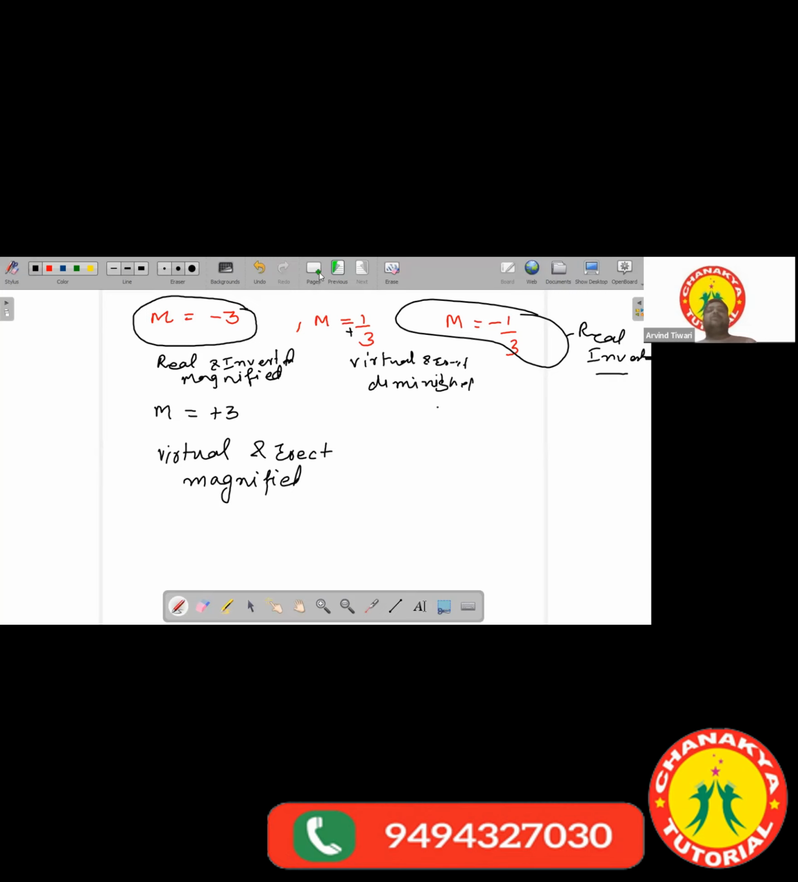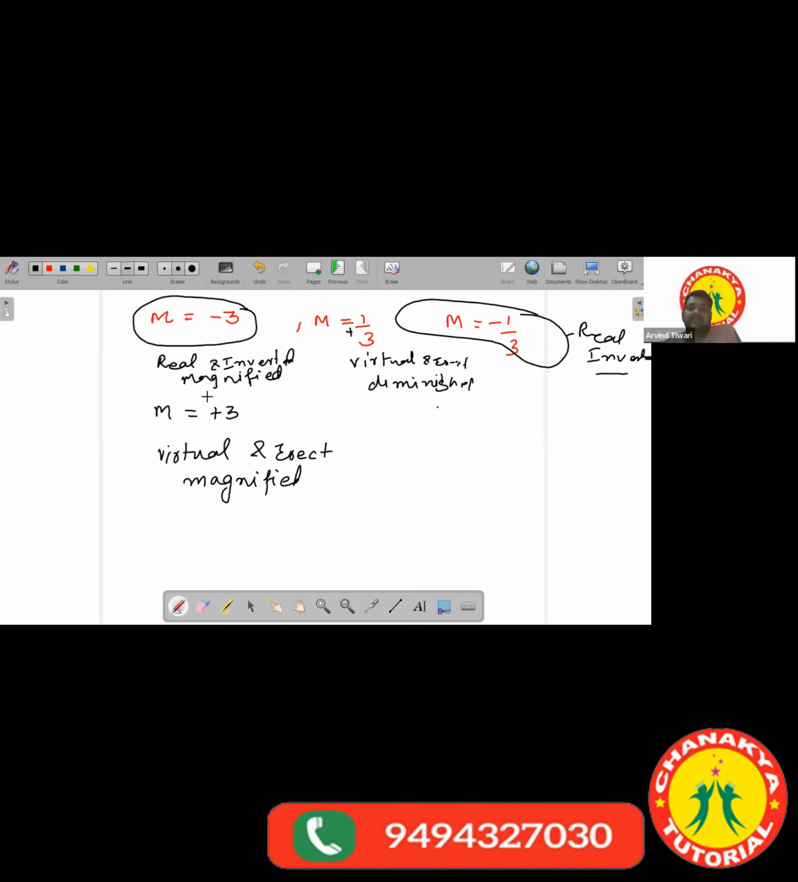Now, the next part of the sign convention. This was all about magnification, height of image, and height of object. I hope everyone has understood these points. Anyone having any doubt? Meher? No, sir. Okay, so now we move.